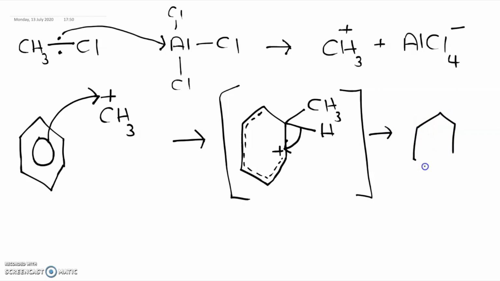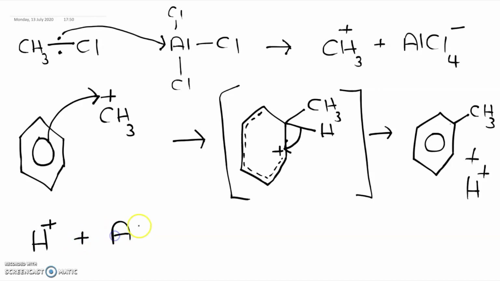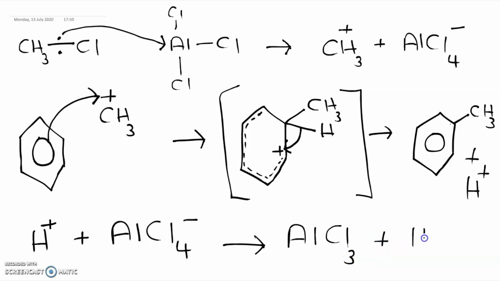Now the next step is for the hydrogen on the intermediate to be lost, and the pair of electrons it was sharing with the carbon go into the benzene ring, and this completes the delocalized ring of electrons. So now that is restored, and we have methylbenzene and H+. Now the last step in this mechanism is the H+ that's formed in step 2 joins with the AlCl4-, which was formed in step 1, to regenerate the catalyst AlCl3 and form hydrogen chloride.